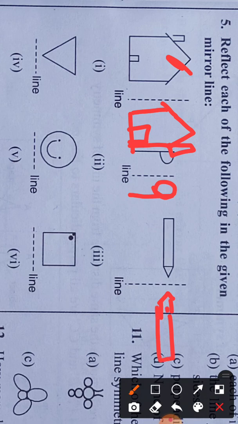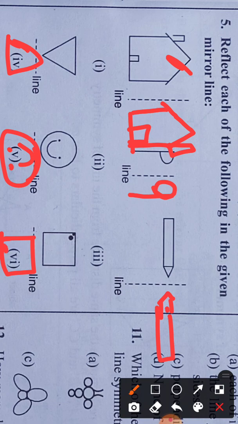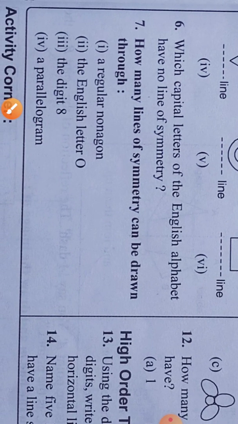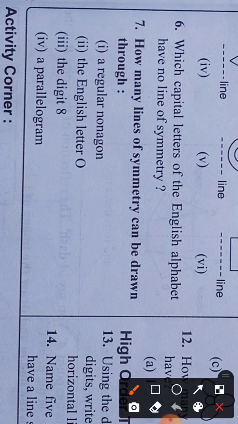Now this one you see will be like this, and this smiley will be like this. Now when you draw this, how it will be in this corner. Okay, in this corner the point will be. So we have drawn. Now which capital letters of the English alphabet have no line of symmetry?